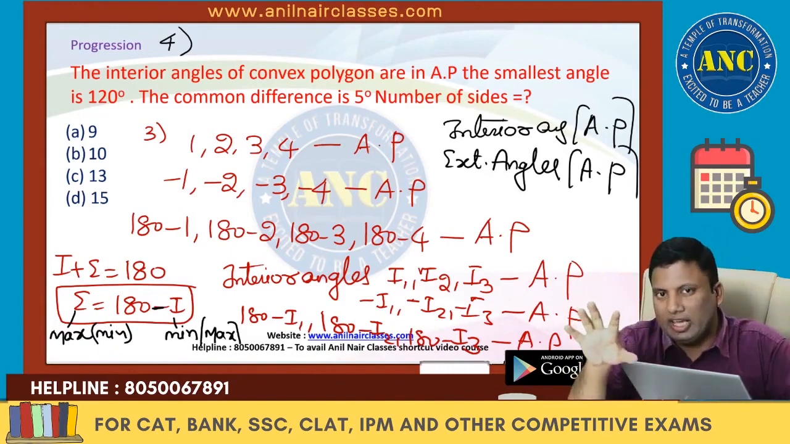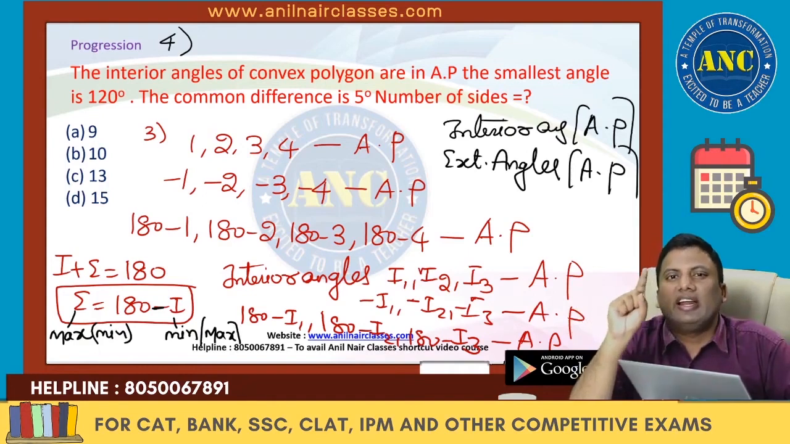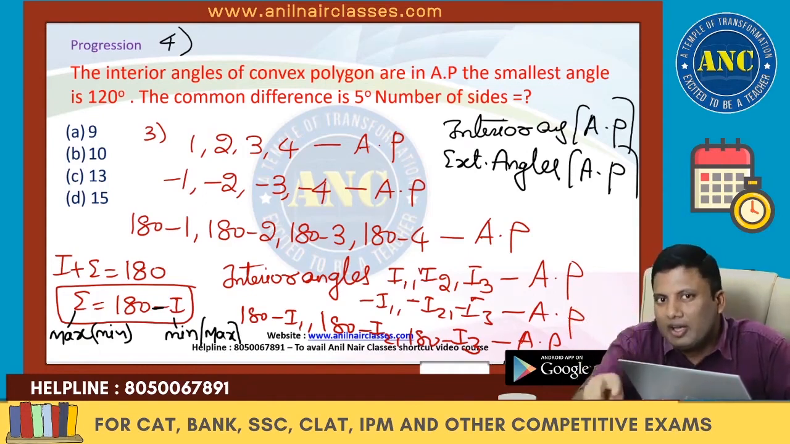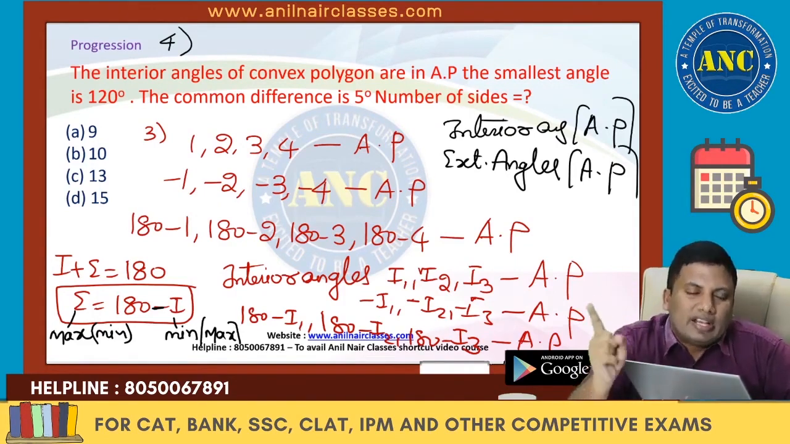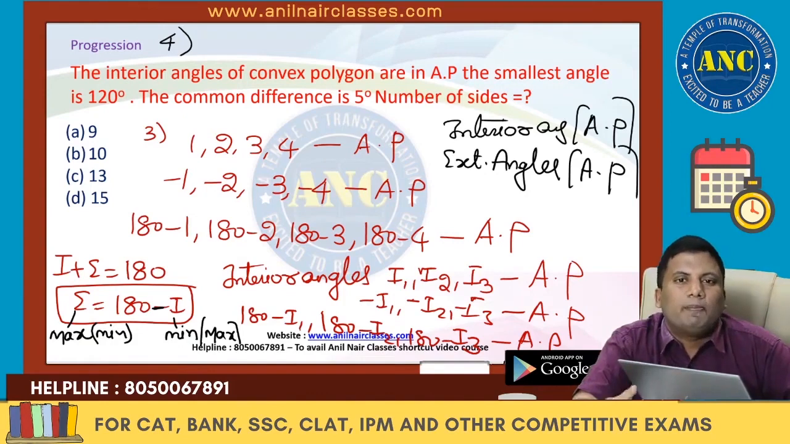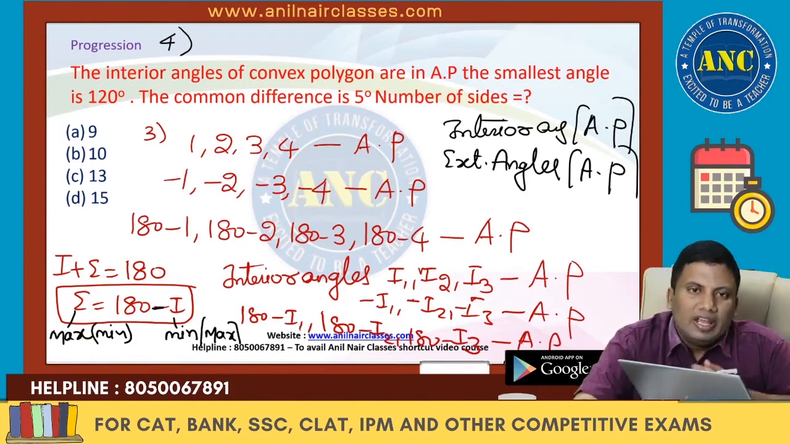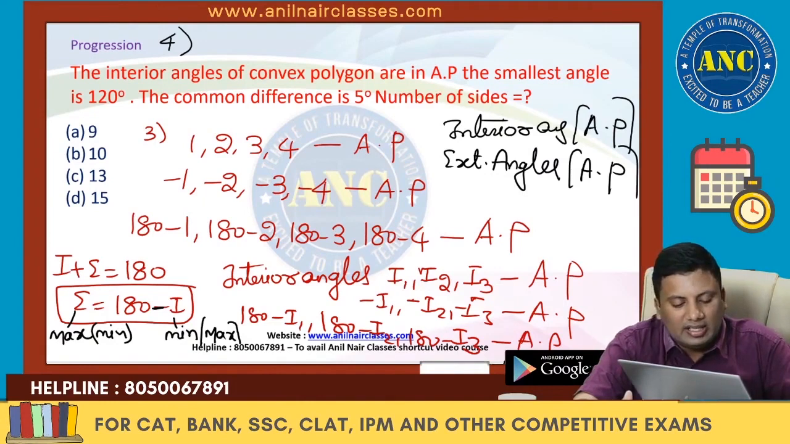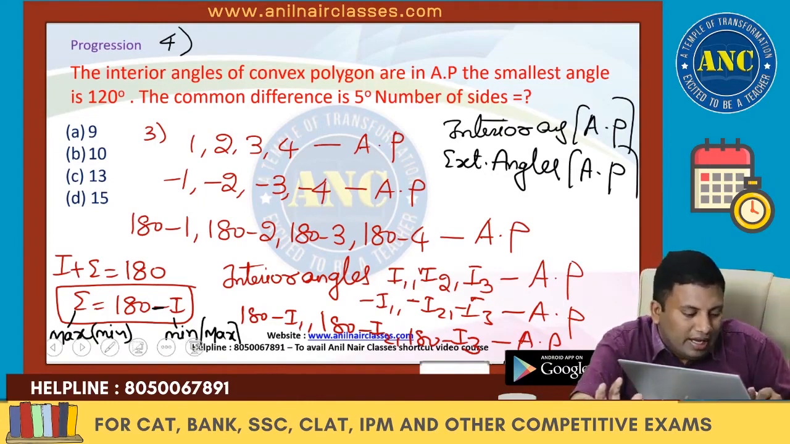Again, important key points. Point number 1: interior plus exterior angle in a convex polygon is 180 degrees. Point number 2: if the interior angles are in AP, exterior angles are also in AP. Point number 3: if the interior is maximum, exterior is minimum. If the interior is minimum, exterior is maximum. These 4 key points are enough. You don't need any formulae.